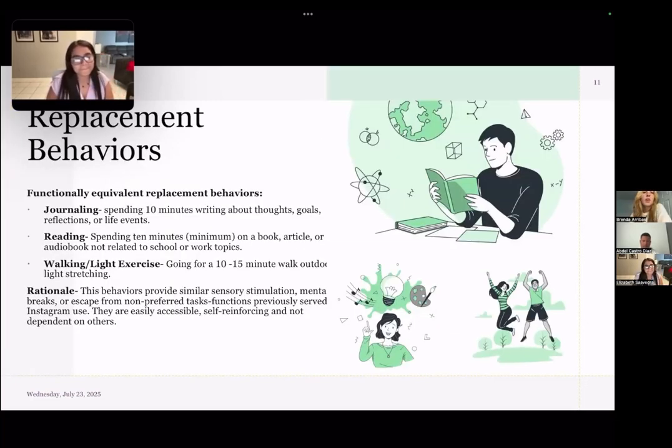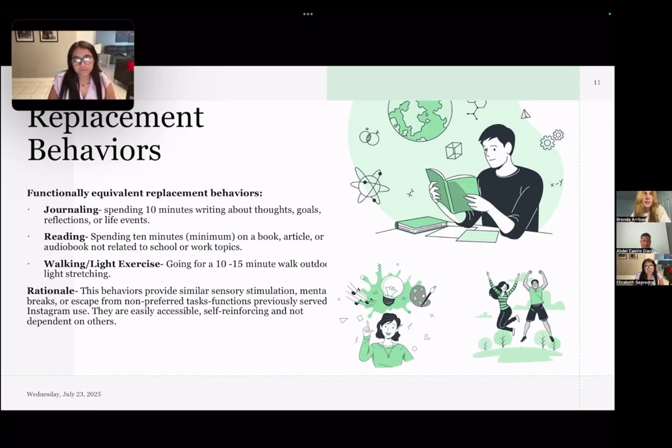So basically, our replacement behaviors have to be functionally equivalent replacement behaviors to meet our goal. Journaling is defined as spending 10 minutes writing about thoughts, goals, reflections, or life events. Reading would be spending 10 minutes minimum on a book, article, or audiobook not related to school or work topics. Walking or light exercise will be going for a 10-15 minute walk outdoors, or stretching or something like that.